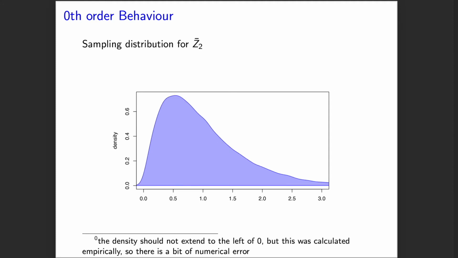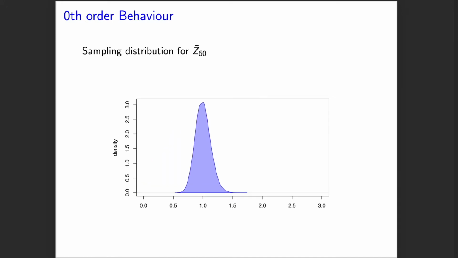We can look at 2 exponentials, 3, up to 5, up to 60, up to 150, up to 500, and all the way up to 5,000. And as expected, we see that the mass is concentrating around the population mean, which in this case is 1. So this is really describing just the 0th order behavior here.